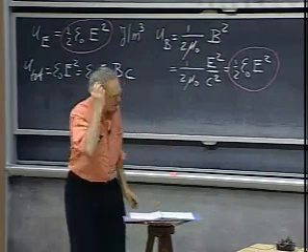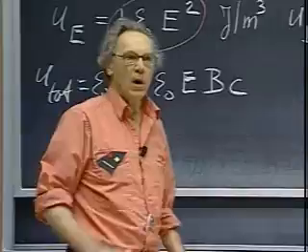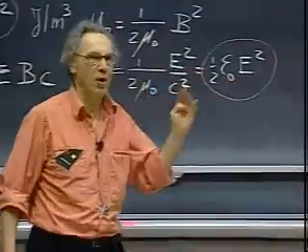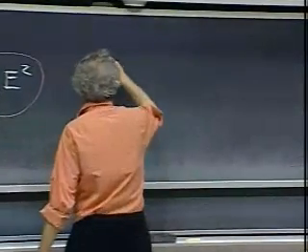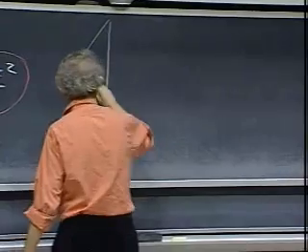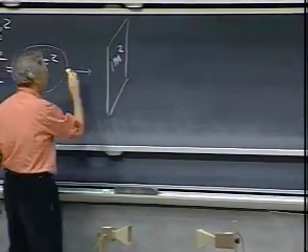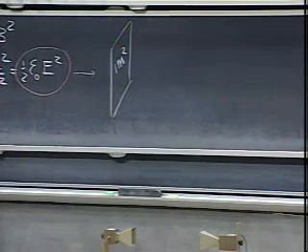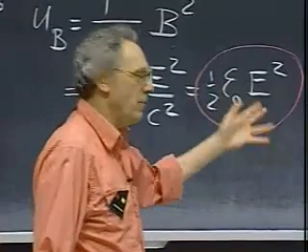Now I want to ask the question, if electromagnetic waves come by me, how much energy passes through 1 square meter? It's like an energy flux. And so I have here 1 square meter. And this 1 square meter is perpendicular to the direction that the electromagnetic wave is going. And I want to know how much energy flows through there, 1 square meter every second.